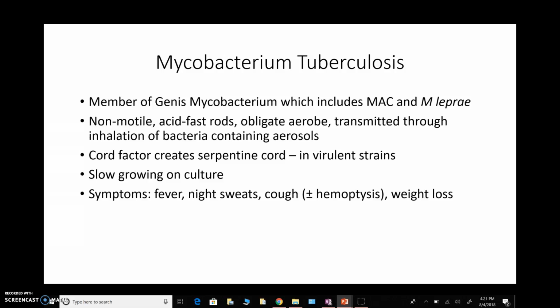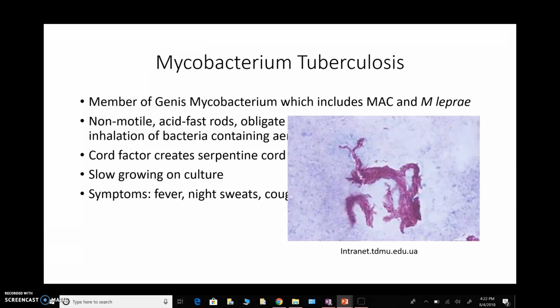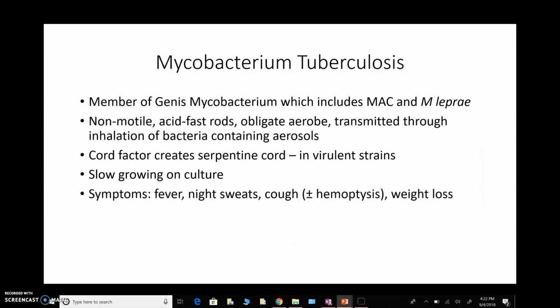Of note, something that might come up is that the bacteria contains cord factor. What this is, it helps with virulence, and it creates a serpentine cord that you can find sometimes on the cultures itself. They might ask about virulence factors, and cord factor is one of those. It is very slow growing.